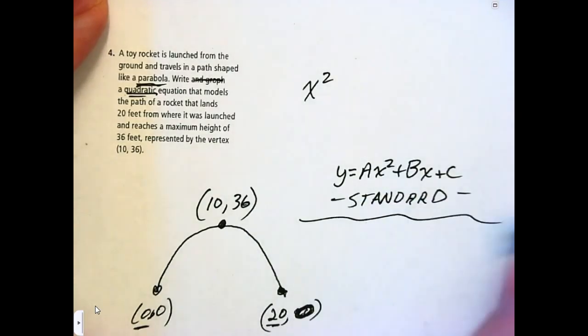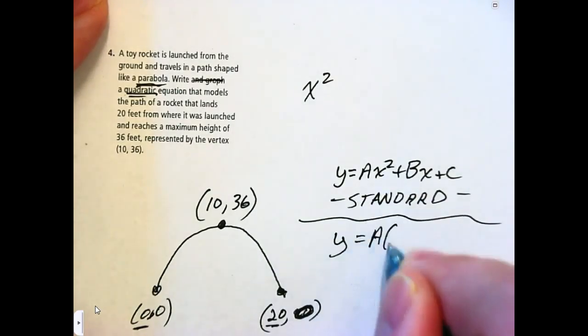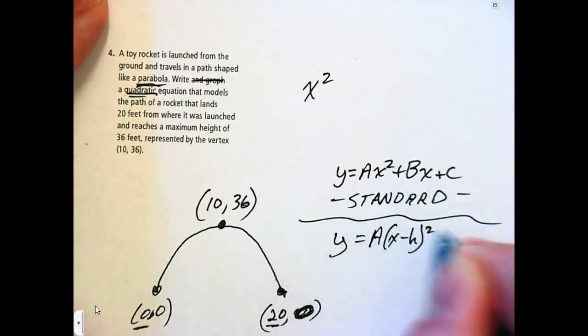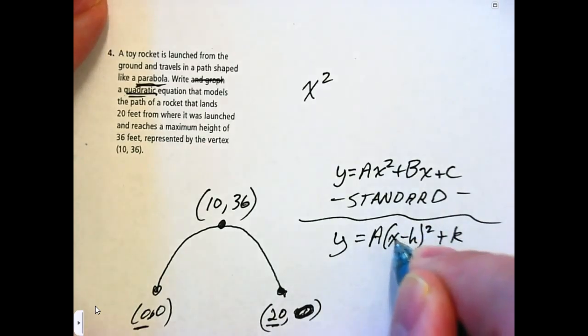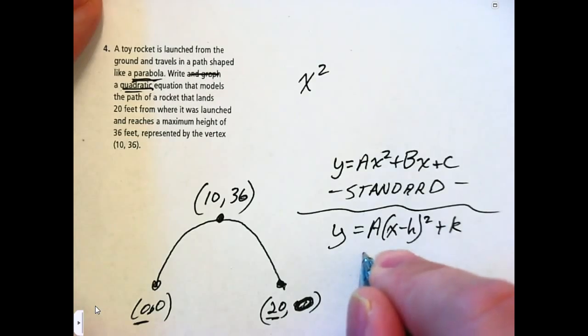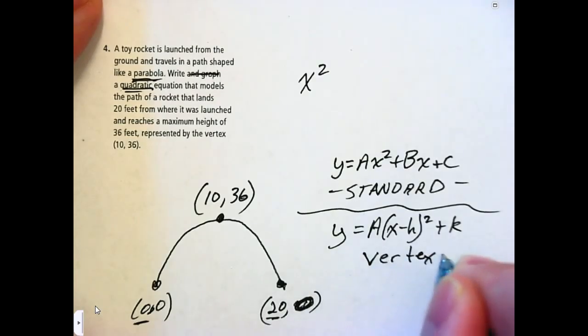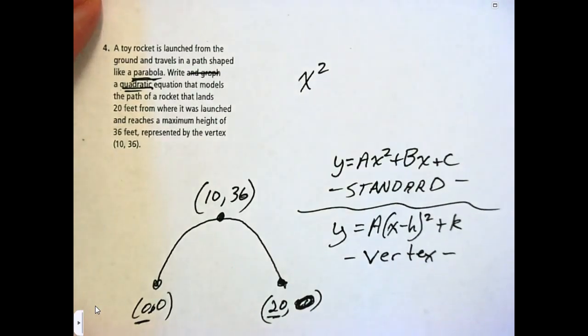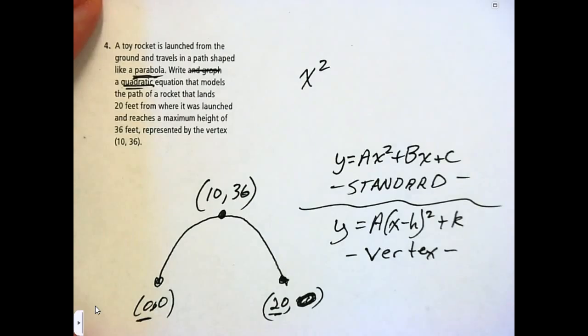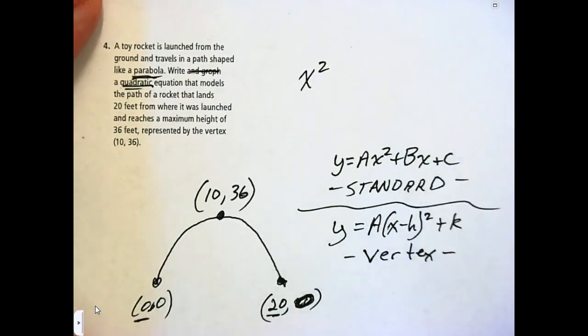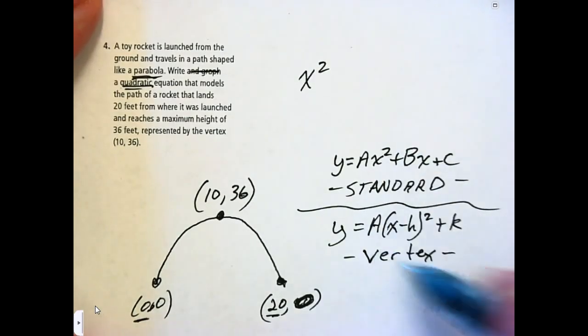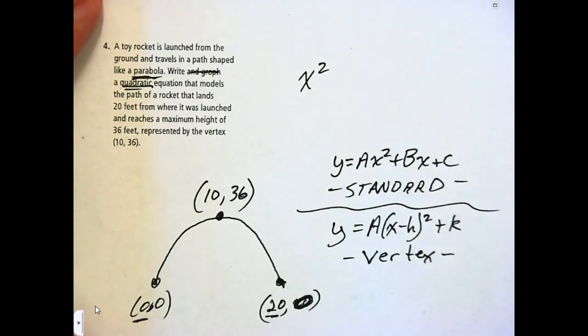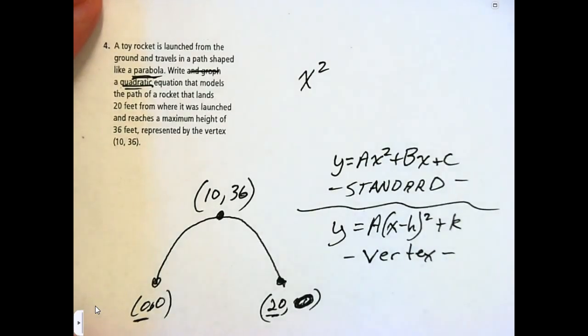You also have y equals a times (x minus h) quantity squared, plus k. That is called vertex form. Good job. Okay. If you didn't know that, you should take notes on it. Okay. When do you use those? Well, I use vertex form when I know the vertex, or when I want to know the vertex.